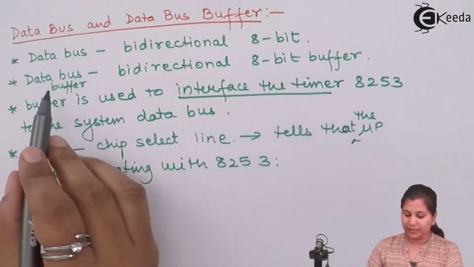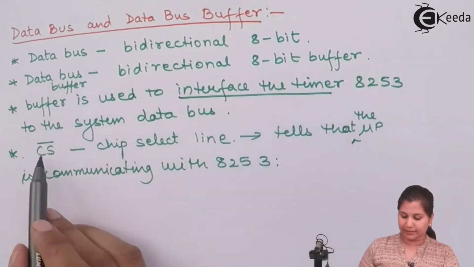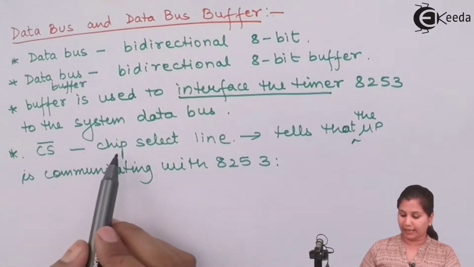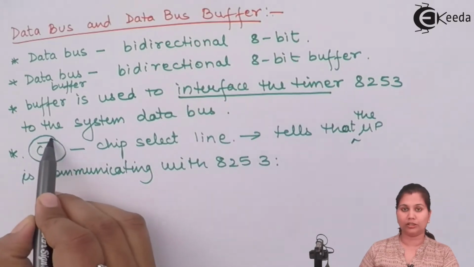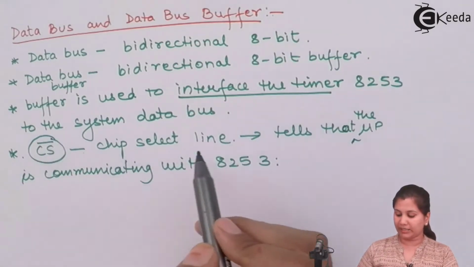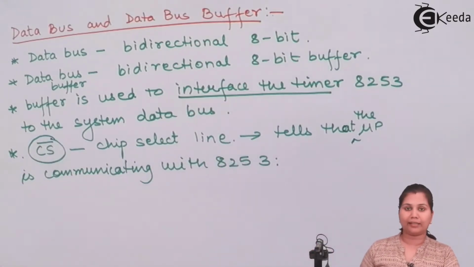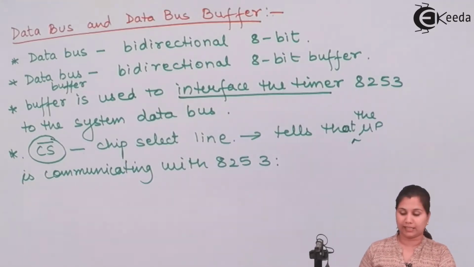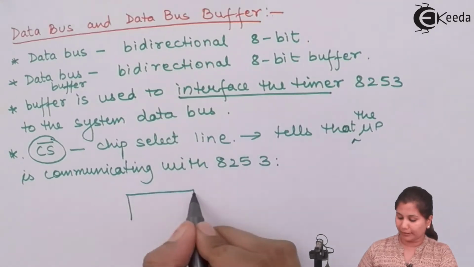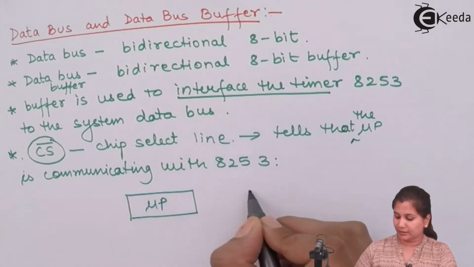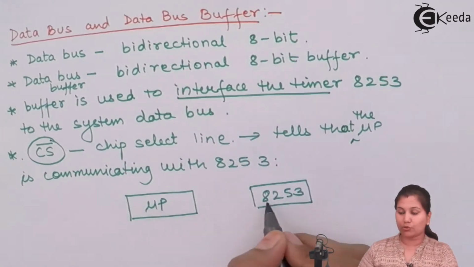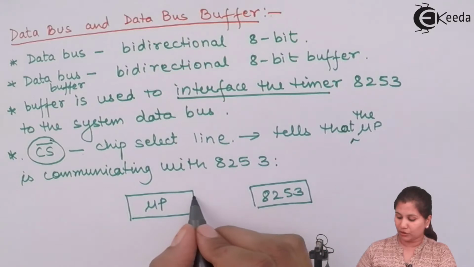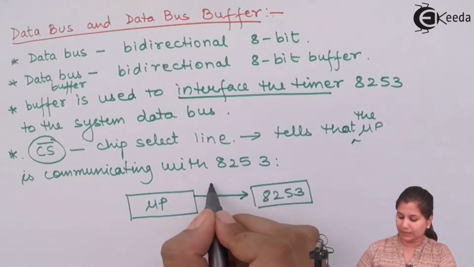So the operation of this data bus buffer is controlled by the chip select line. This chip select line, if it is low, because it's an active low signal, means that the microprocessor wants to communicate with the 8253 IC. So if this is the microprocessor and this is the IC 8253, then if the microprocessor wants to communicate with 8253, it is going to send the chip select signal.